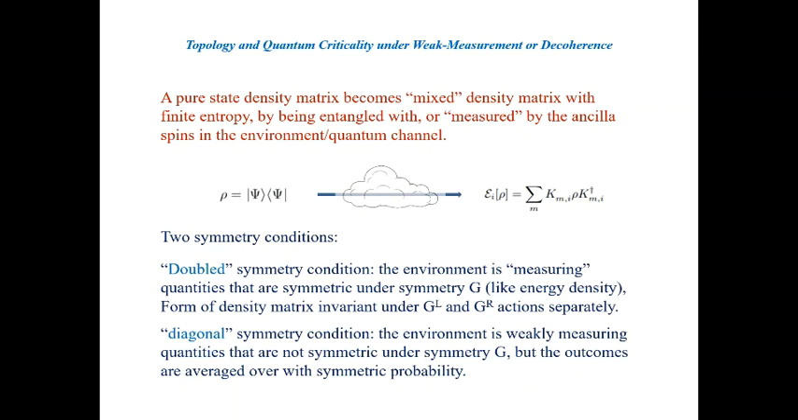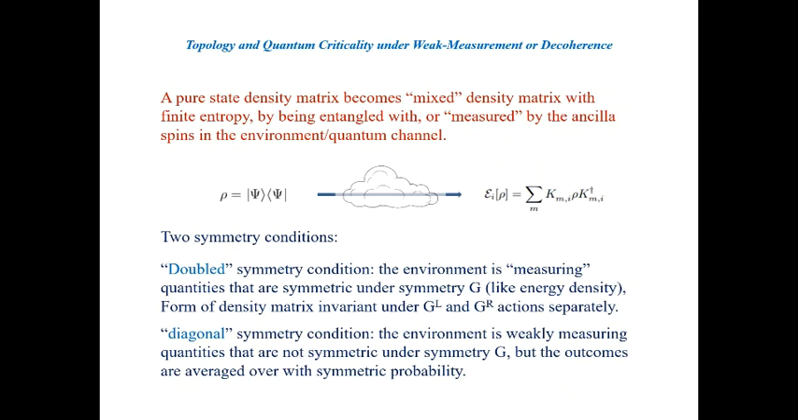Okay, so at this stage, I would like to mention two symmetry conditions. One symmetry condition is that suppose the environment or the ancillary spins is measuring quantities that are symmetric under the symmetry G. Let's say the original state psi is a symmetric state on symmetry G. Let's say that this psi is an SPT state, which is symmetric on the symmetry, or just a trivial disordered state, symmetric on all the symmetry G. And also, the environment is only measuring quantities which are invariant under the symmetry G. For example, we can say the environment is measuring the energy density, which is symmetric under most of the symmetries. Then this density matrix will be symmetric under two symmetry actions separately. One is the symmetry action from the left, the other is the symmetry action from the right. Neither action changes the form of the density matrix at all. So I call this a double symmetry.